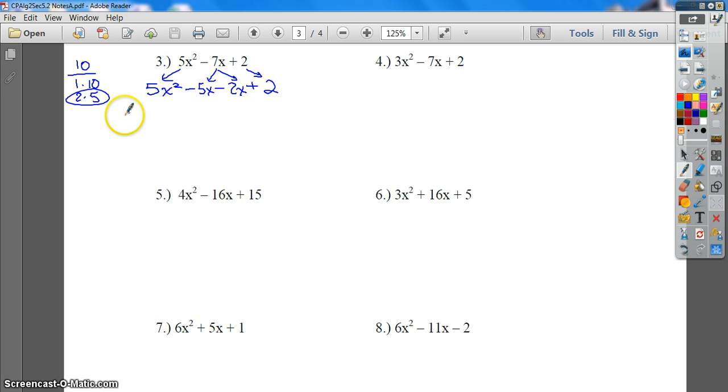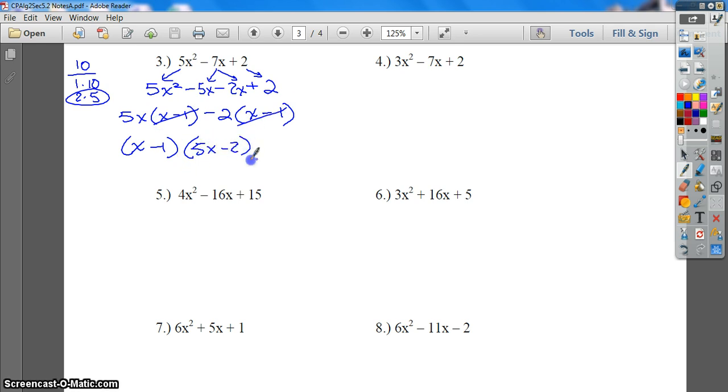My GCF out of the first two is 5x. That will leave me with x minus 1. My GCF out of here, I'm going to pull out a negative 2 to make that x positive, and the positive 2 and negative 1. If I point out this negative 2, see how x minus 1 matches? That's what you want. You want what's in parentheses to match up, so you can pull that out as a GCF, leaving you then with 5x minus 2. That's it.